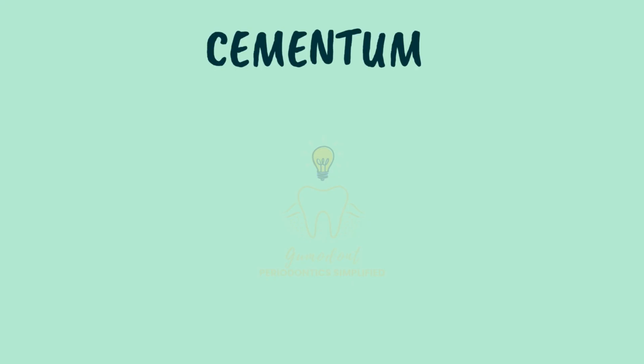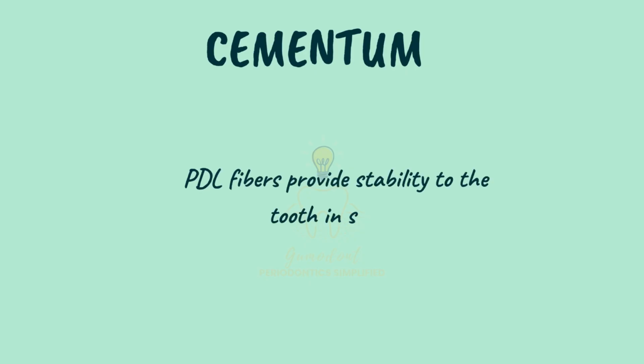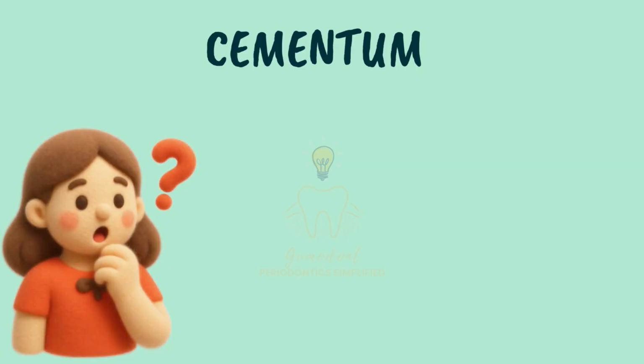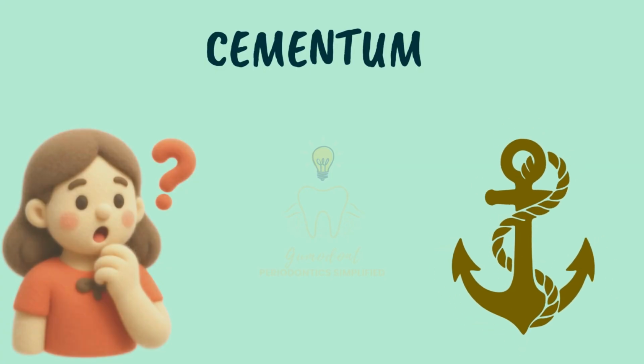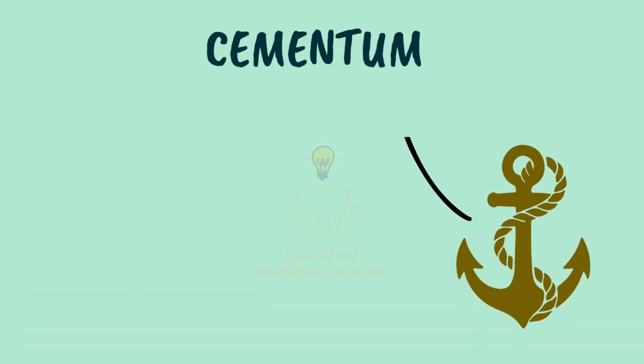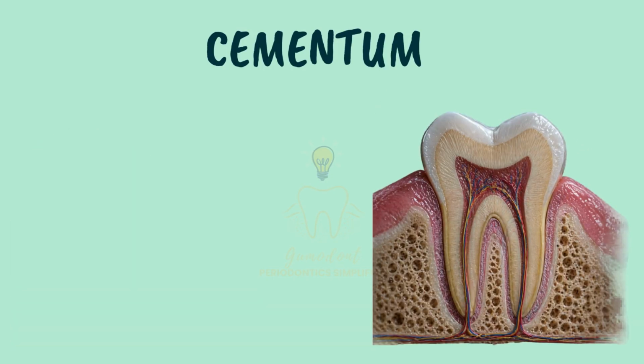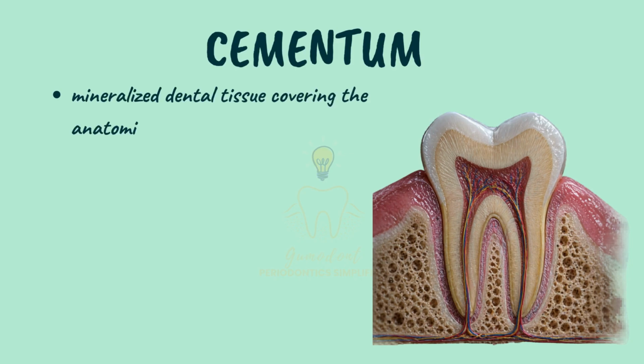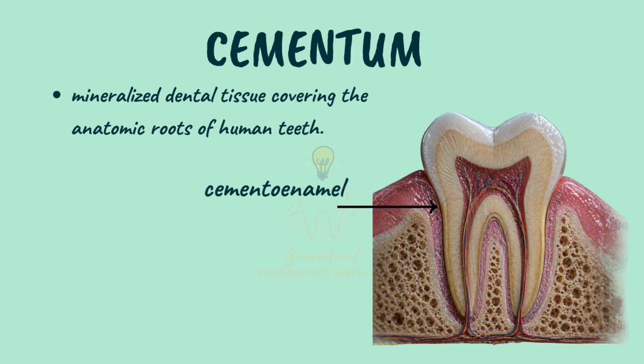The third important component of periodontium is cementum. In the last video, we learned how periodontal ligament fibers stabilize the tooth in the socket. But what provides anchorage to these periodontal ligament fibers? The answer is cementum. Cementum is the mineralized dental tissue covering the anatomic roots of the human teeth. It begins at the cemento-enamel junction and extends up to the apex.